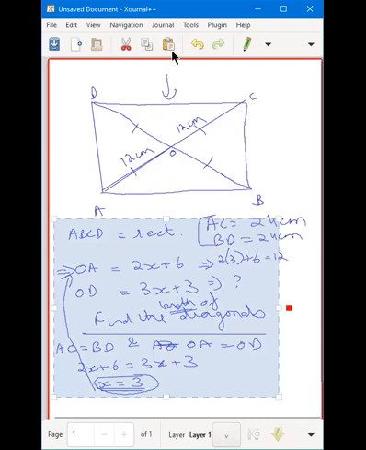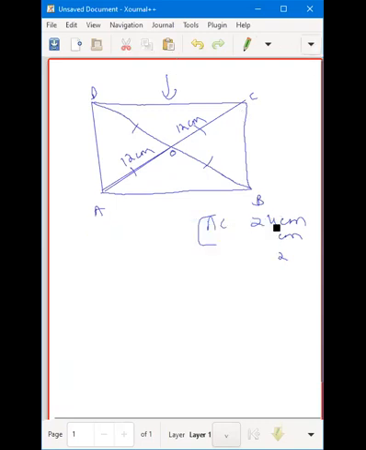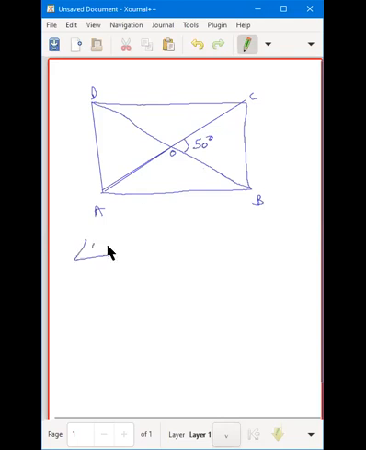Okay, let's do another one, taking the same rectangle. We're taking that same rectangle over here. We are given this angle outside is 50 degrees. I want to find out angle ODA, that is this angle over here. Find the value of x.